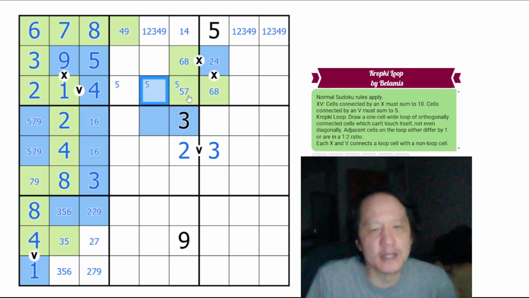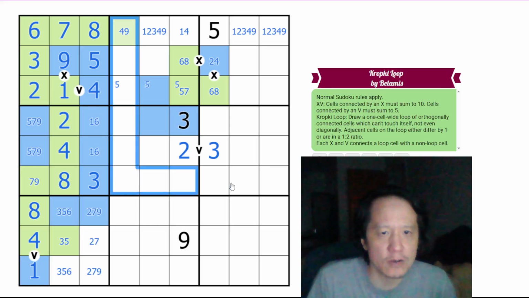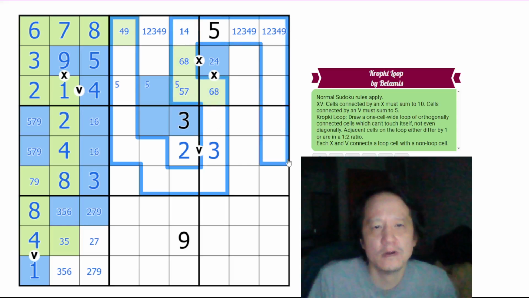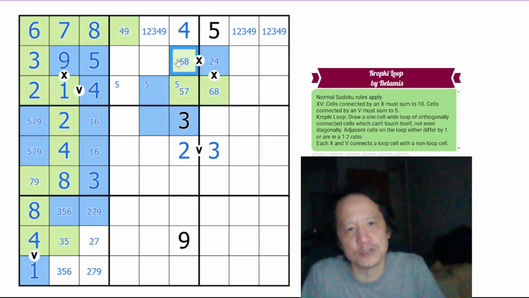Wait, it cannot go that way. So say it tried looping here to loop around this way, and then it looped back here. How would it do that? This could not be 1. It would have to be 4 in a 1-2 ratio with 8. Therefore, this would be 9, but then this would have to be 8, and that would be contradictory.